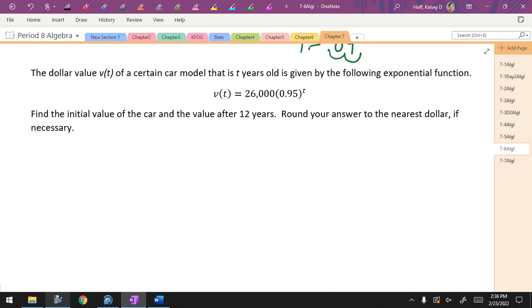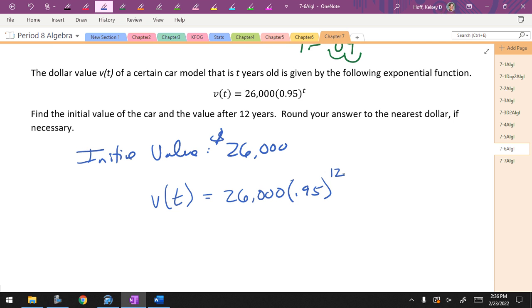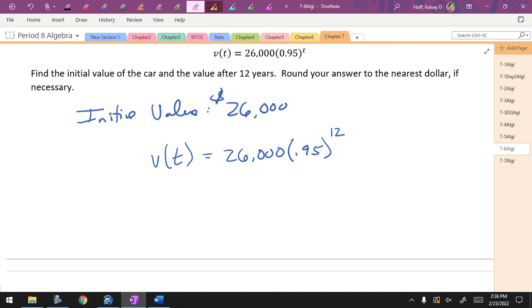Initial value is how much? Very good. My initial value is 26,000. To calculate after 12 years, where's 12 going? On the t. So we have V of t equals 26,000 times 0.95 to the t power, but we're putting a 12 in there. Order of operations. What do I do first? Exponents. Grab your calculator. We need to practice how you put this in because Ms. Hoff can't help you when it comes to your test.